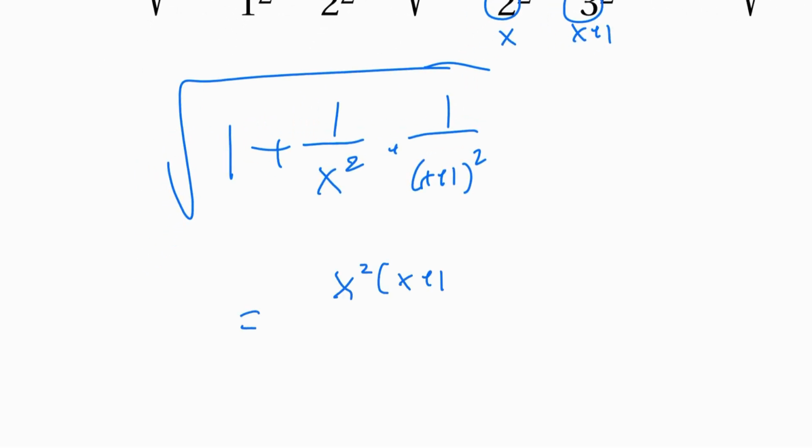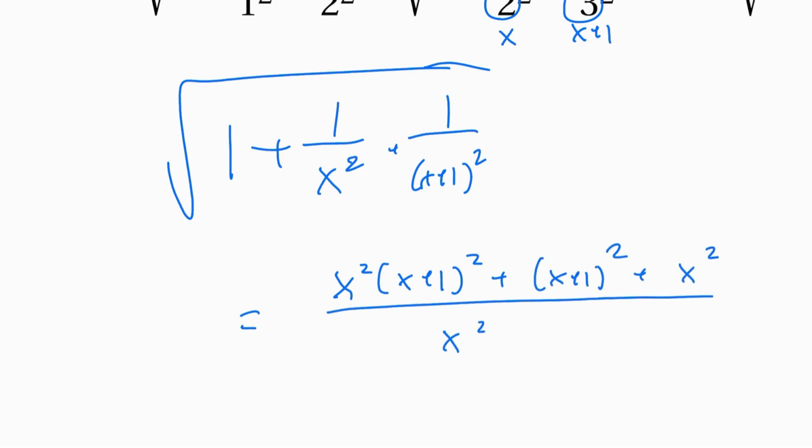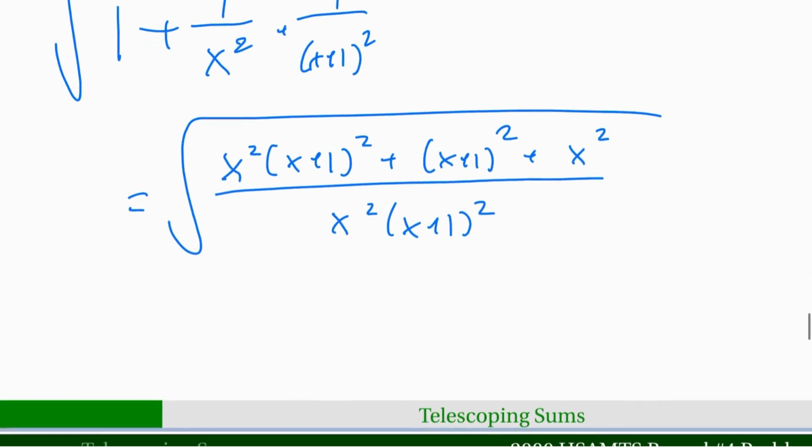So you have x squared times x plus 1 squared plus x plus 1 squared plus x squared, over x squared times x plus 1 squared. So we're trying to find the common denominator between these, and then simplify this. The denominator is very nice. It just becomes x times x plus 1.